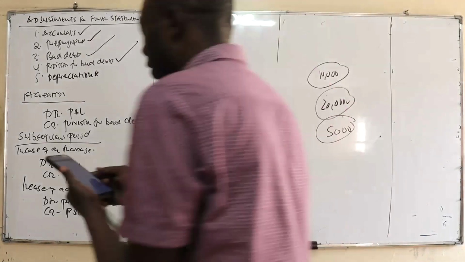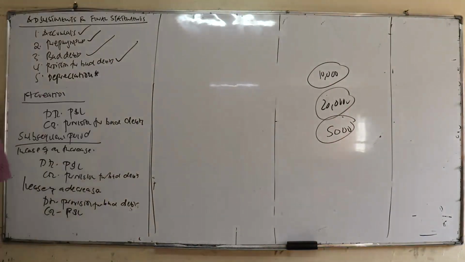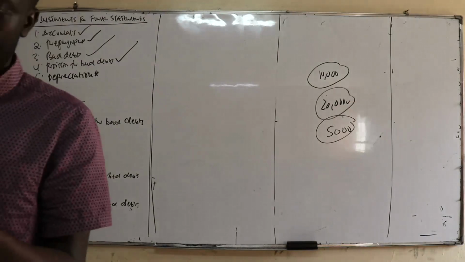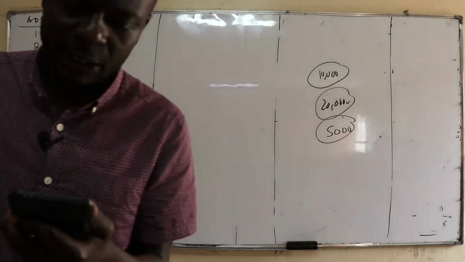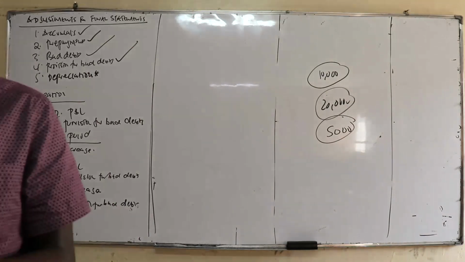So now we are looking at depreciation, the last one. Depreciation is the loss of value of non-current assets due to a variety of factors. One of the factors is wear and tear. Then we have economic factors like inadequacy and obsolescence. Obsolescence means outdated. It's not spoiled, but it cannot be used.